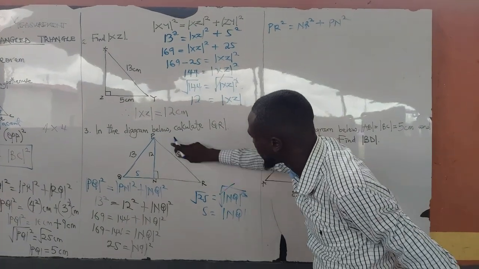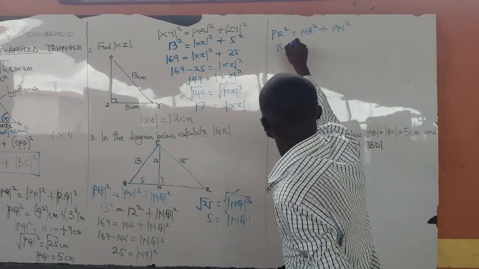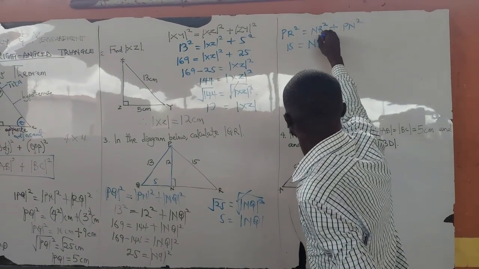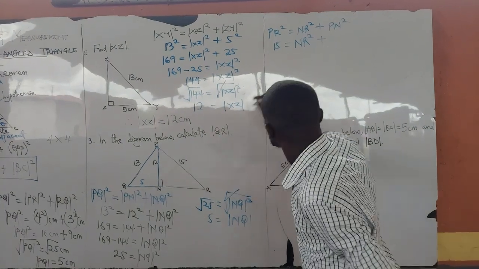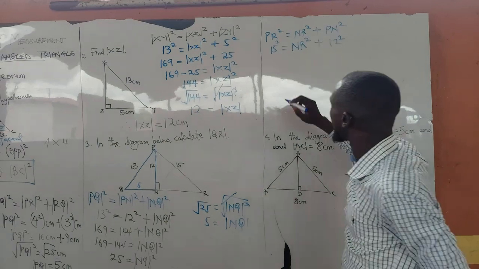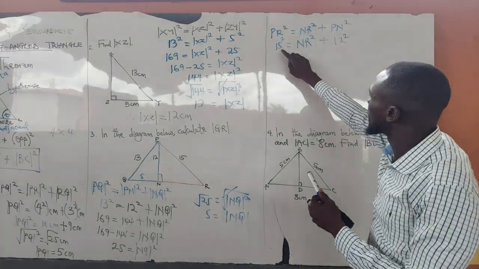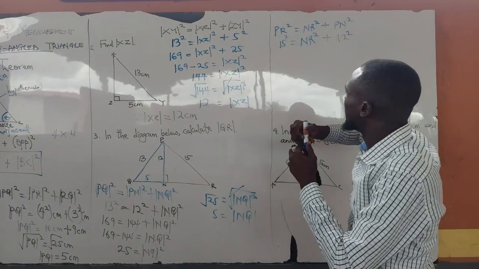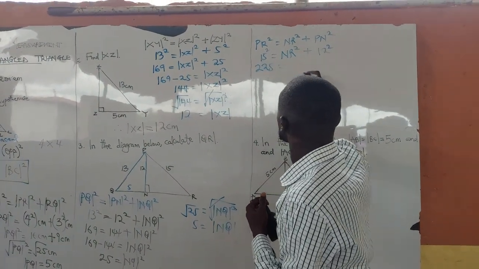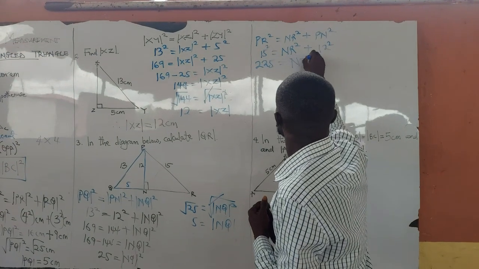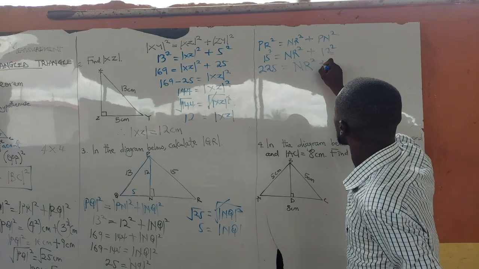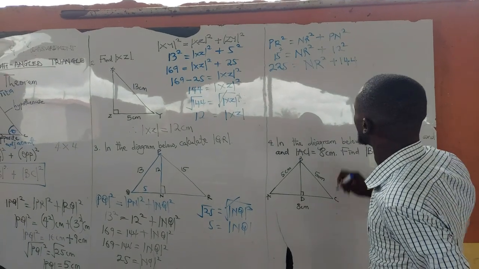What do we have for the hypotenuse? We have 15. What do we have for this one? We don't have anything, so we will maintain it squared. Then this one is 12, so also squared. Remember, you are not to forget the square. So the square of this value is giving us what? 225. Then we have NR squared. Now the square of 12 is giving us 144.